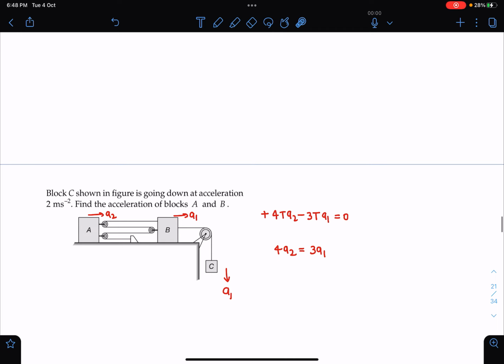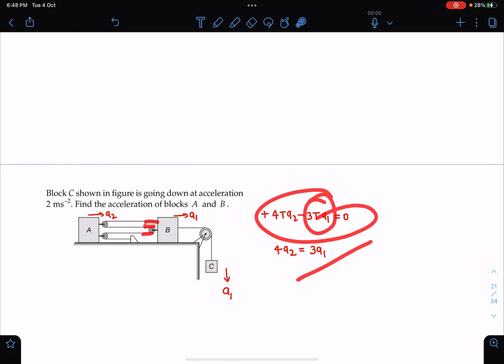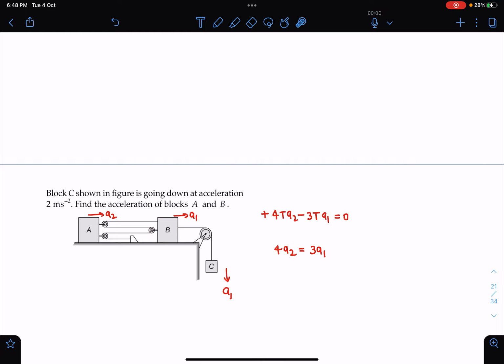Now next problem, this is also a very simple problem. Here you can see if this is having acceleration A1, this is also A1, the same acceleration because they are connected with the single pulley. And here this is A2, let's say. So now I can apply T dot A here. So 1, 2, 3, 4 and 1, 2, 3. So minus 3T A1 plus 4T A2 is equal to 0. So 4A2 equal to 3A1 we are going to get.